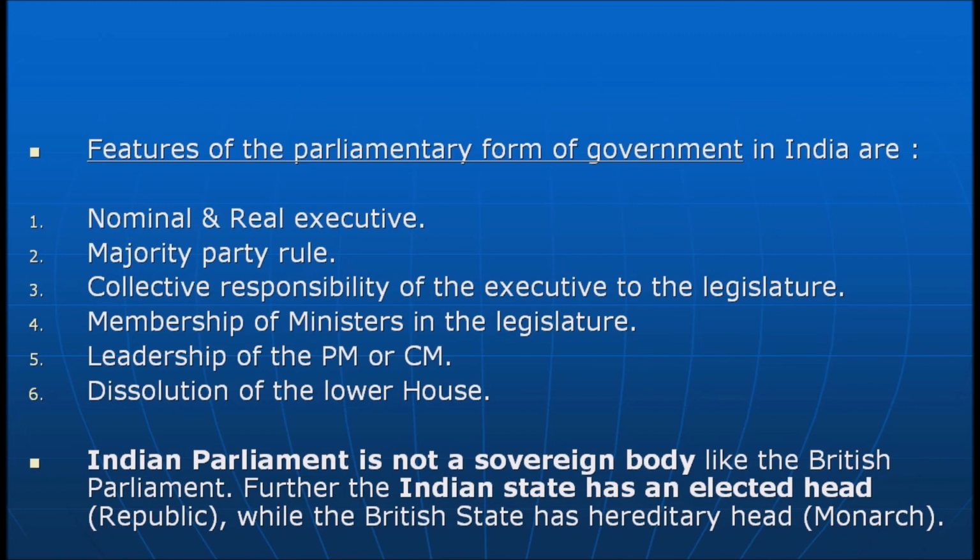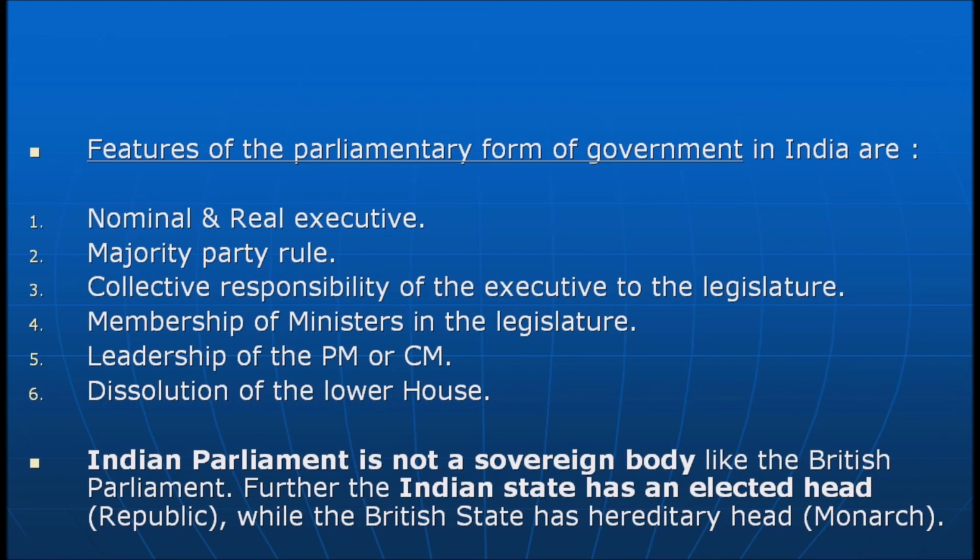It is also important that the Indian parliament is not a totally sovereign body, whereas the British parliament is a totally sovereign body, because there is a feature of judicial review where the laws made by the parliament can be checked by the judiciary by virtue of Article 32 and Article 226 of the Indian Constitution.